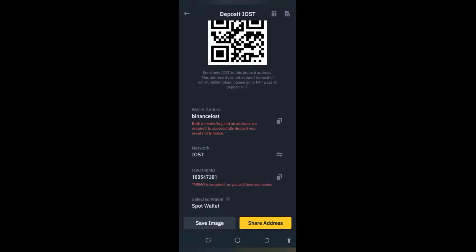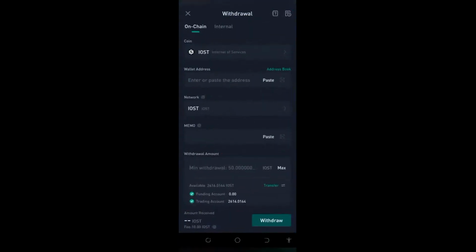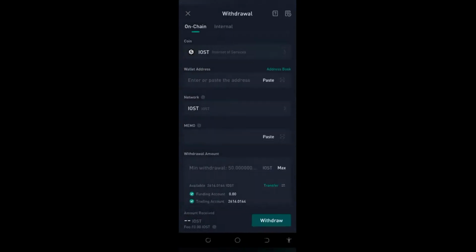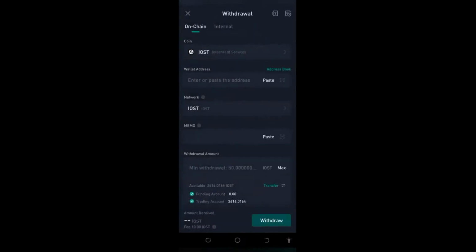Oh, wallet address. It says Binance IOST. That's interesting. Okay, well, I think I still copied the right thing. I don't know why it's looking like that. I think it was just looking funny to me. Of course, if it was wrong, it wouldn't allow me to paste it. Okay, what am I doing? Okay, it looks like it's right.